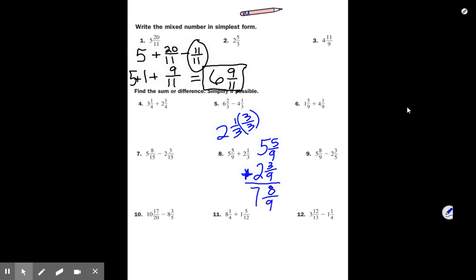Now, let's look at this answer. Will I mark it wrong or right? Wrong. Right. Right. Yeah, you can't simplify. I cannot simplify. It is not improper. Everything's golden. Here's my answer for number 8.